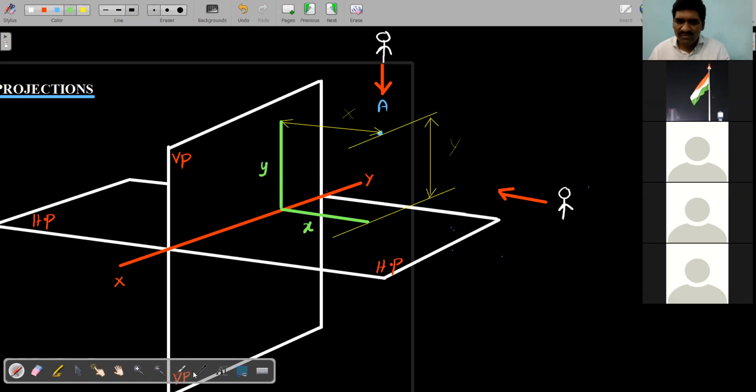That means this will become Y and this will become X. Front view, just see, all of you. In the front view this Y is visible. In the top view this X is visible.